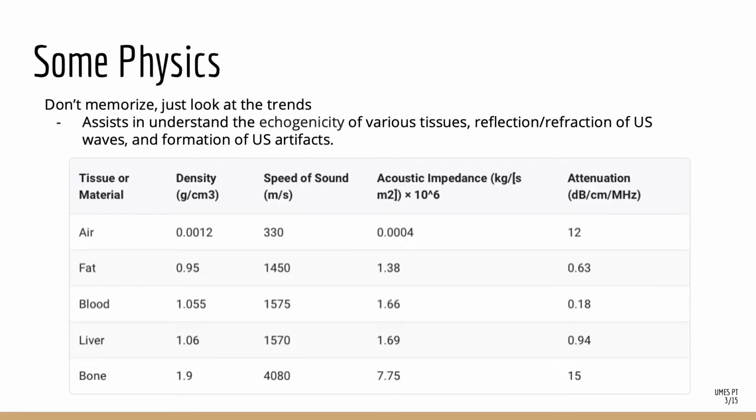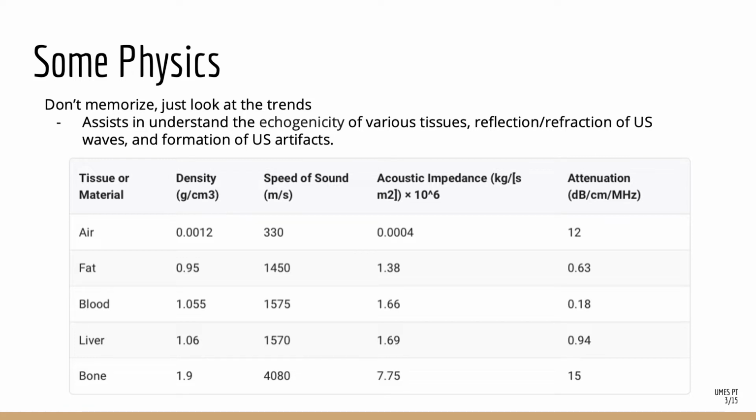We're going to start out by looking at some physics. Don't let this freak you out. Don't memorize this table. Just look at the trends. It assists in understanding the echogenicity of various tissues, reflection and refraction of ultrasound waves, and the formation of ultrasound artifacts. The first thing that we're going to talk about is density. So, of course, air is going to be the least dense, followed by fat, blood, liver, and bone is going to be the most dense.